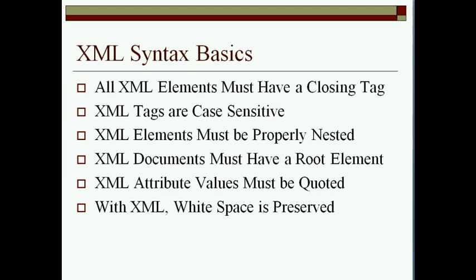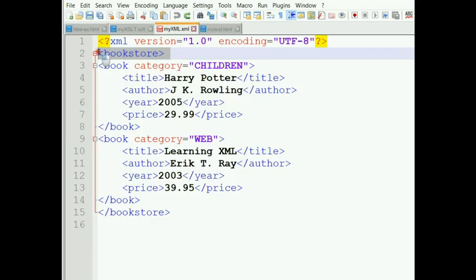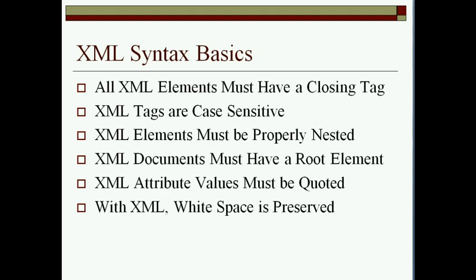XML documents must have a root element. In this case, the bookstore is a root element that contains everything. XML attribute values must be quoted, unlike HTML, where you can get away with not quoting values. For XML, you have to quote attribute values. And with XML, white space is preserved, unlike HTML, which ignores it. These are basic differences between the two.